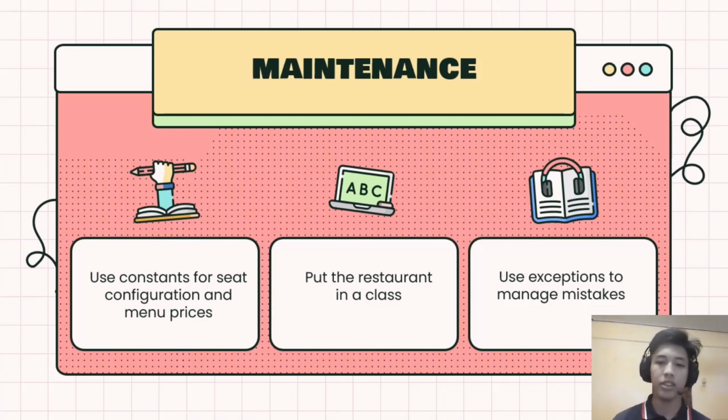The third one is to use exceptions to manage mistakes. Exceptions are a cleaner way to handle problems than while loops and if statements, so we should use exceptions.